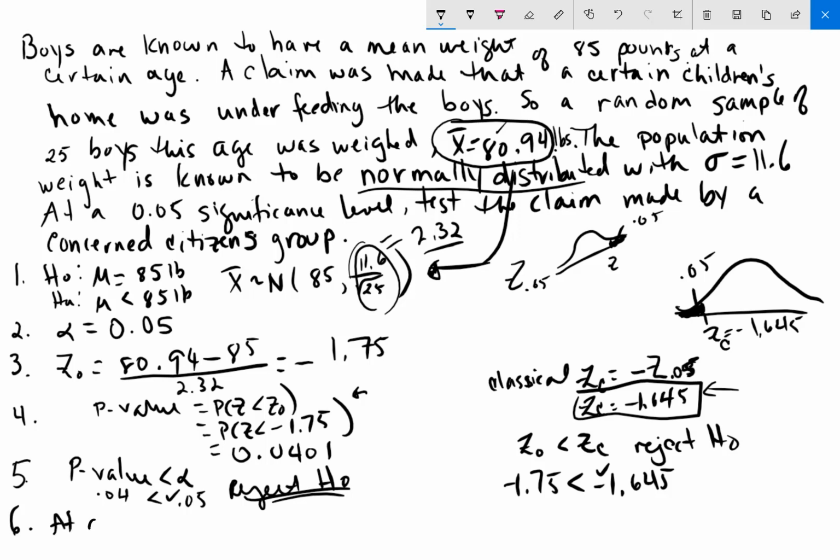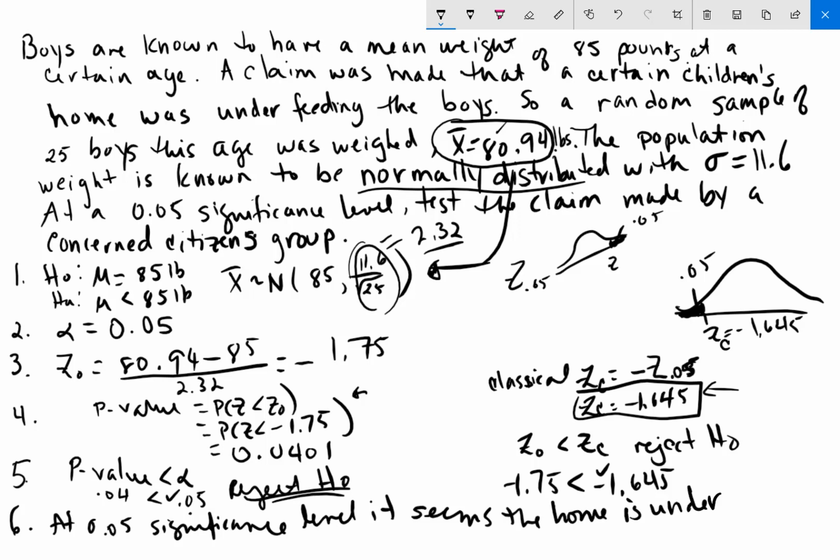So, at a 0.05 significance level, it seems the home is underfeeding the children, if that's the only reason why they could have a lower weight. Or you could just say, at a 0.05 significance level, it seems that the weight of boys at this home is less than the average male child at this age. Any one of those would work for a conclusion. So that's how we do a hypothesis test.